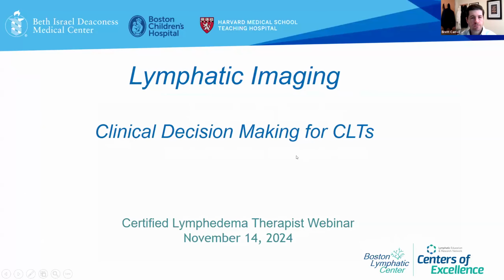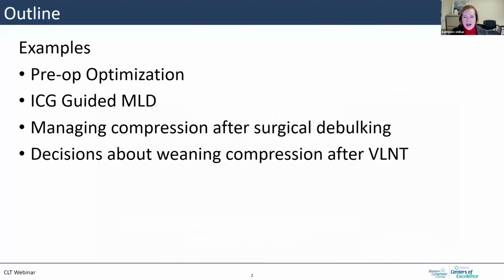Good. Thank you. I'm Kathy Shula. I'm one of the lymphedema therapists here at the Boston Lymphatic Center, and with me is Katrina Janksy, who is another lymphedema therapist. I'm a physical therapist. She's an occupational therapist. And I thought what we would do is just give you some examples of how we would use the imaging to help us with our decision making.